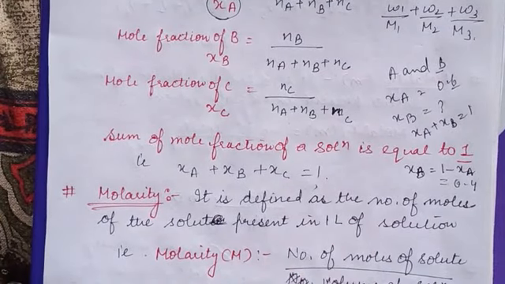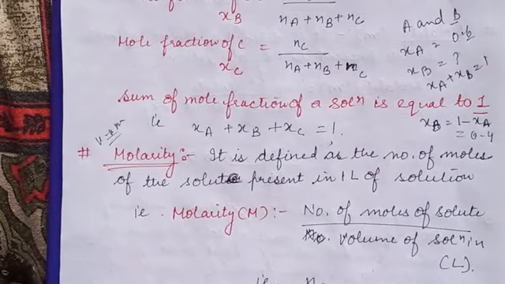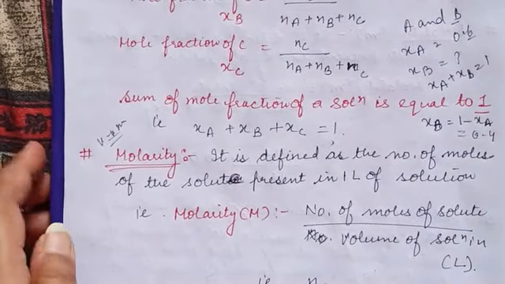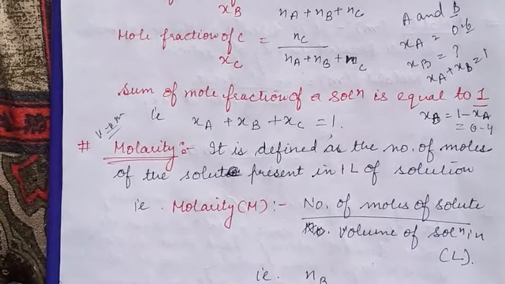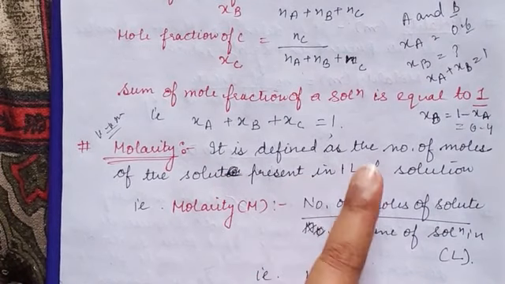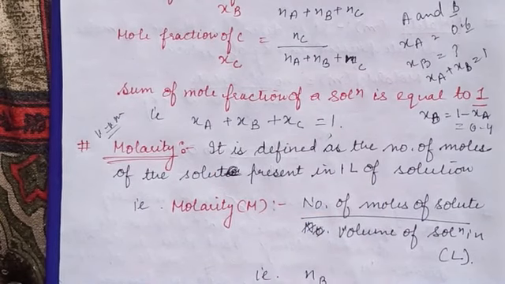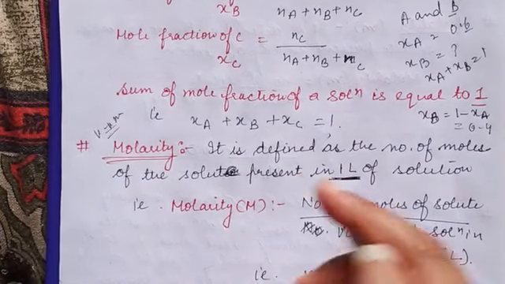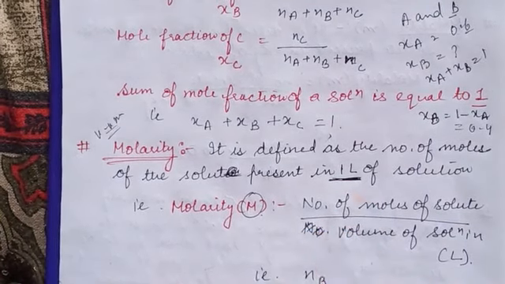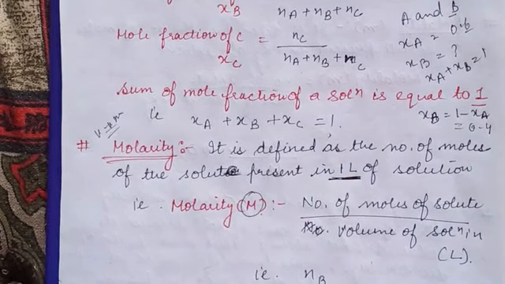Okay, now the next very important method of expressing the concentration is molarity. It is defined as the number of moles of solute present in 1 liter of the solution. Very important to note, 1 liter of the solution. Molarity is denoted by capital M. So it is defined as the number of moles of solute present in 1 liter of solution.